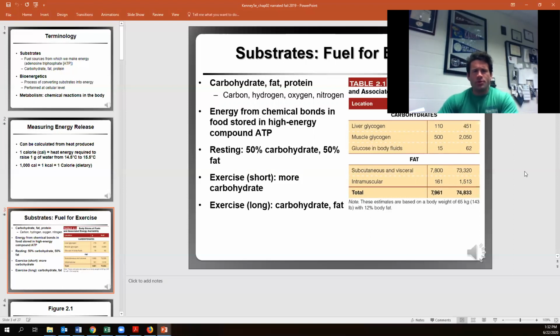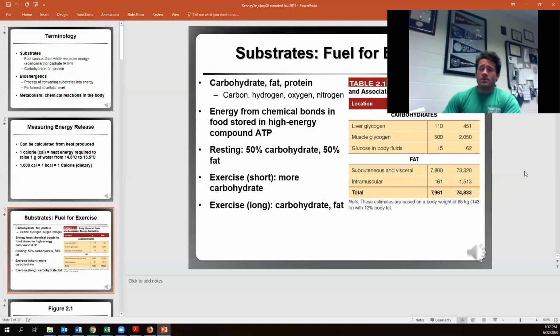And the more of those bonds we break, the more energy we're going to get. Now, at rest, most of us are going to be using about 50-50 carbs and fats for energy. Whatever you've eaten most recently is actually going to have you shifting more towards that fuel. And if you hadn't eaten for a long period of time, you're going to be starting to be utilizing more fats as a fuel. Now, we utilize carbohydrates for shorter, high-intensity exercise. The longer duration the exercise, the lower the intensity, the more we're going to be relying on fats for fuels.